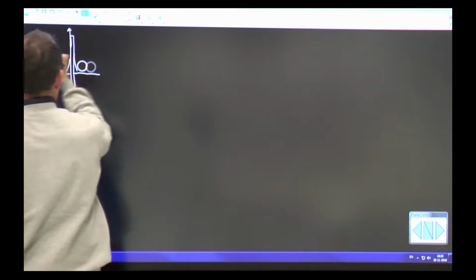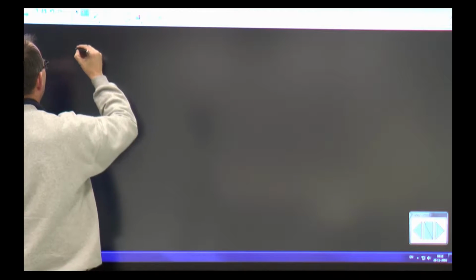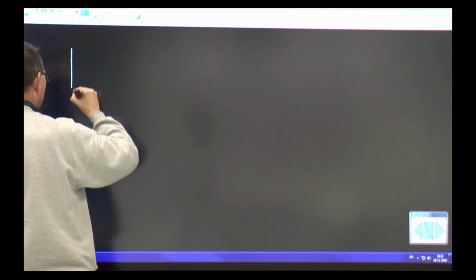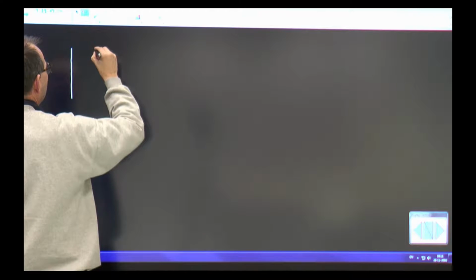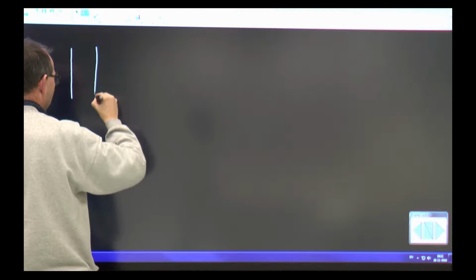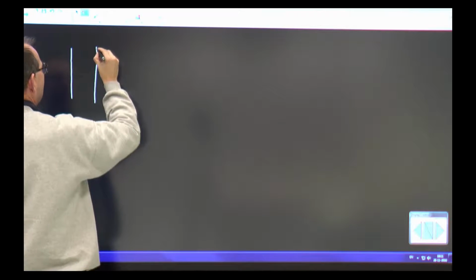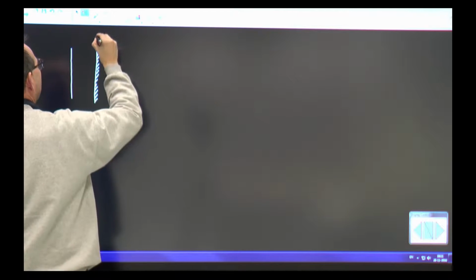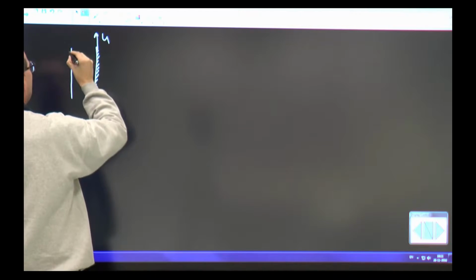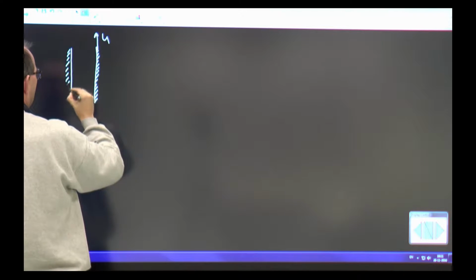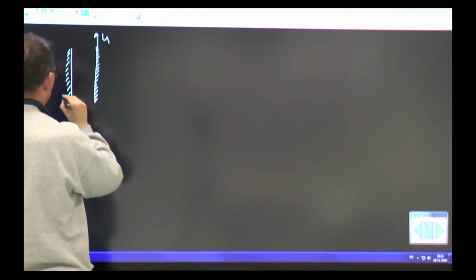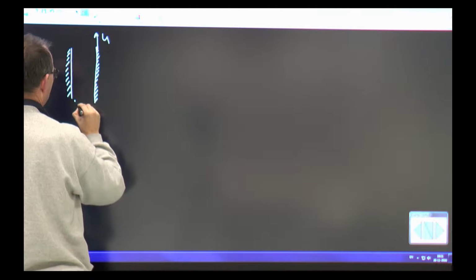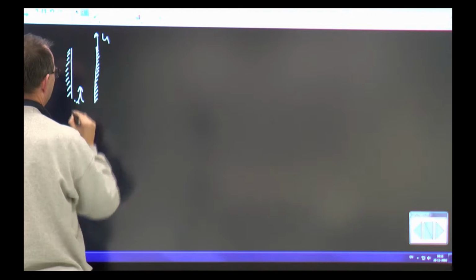So let me erase this and look at how we could do that. If instead of pulling only the sheet, we would pull it as part of a kind of duct. So this is our sheet, and we're going to move that upwards at a velocity u. And here is a wall sitting still, so it has no velocity. And this is connected to a bath, so liquid can move in.